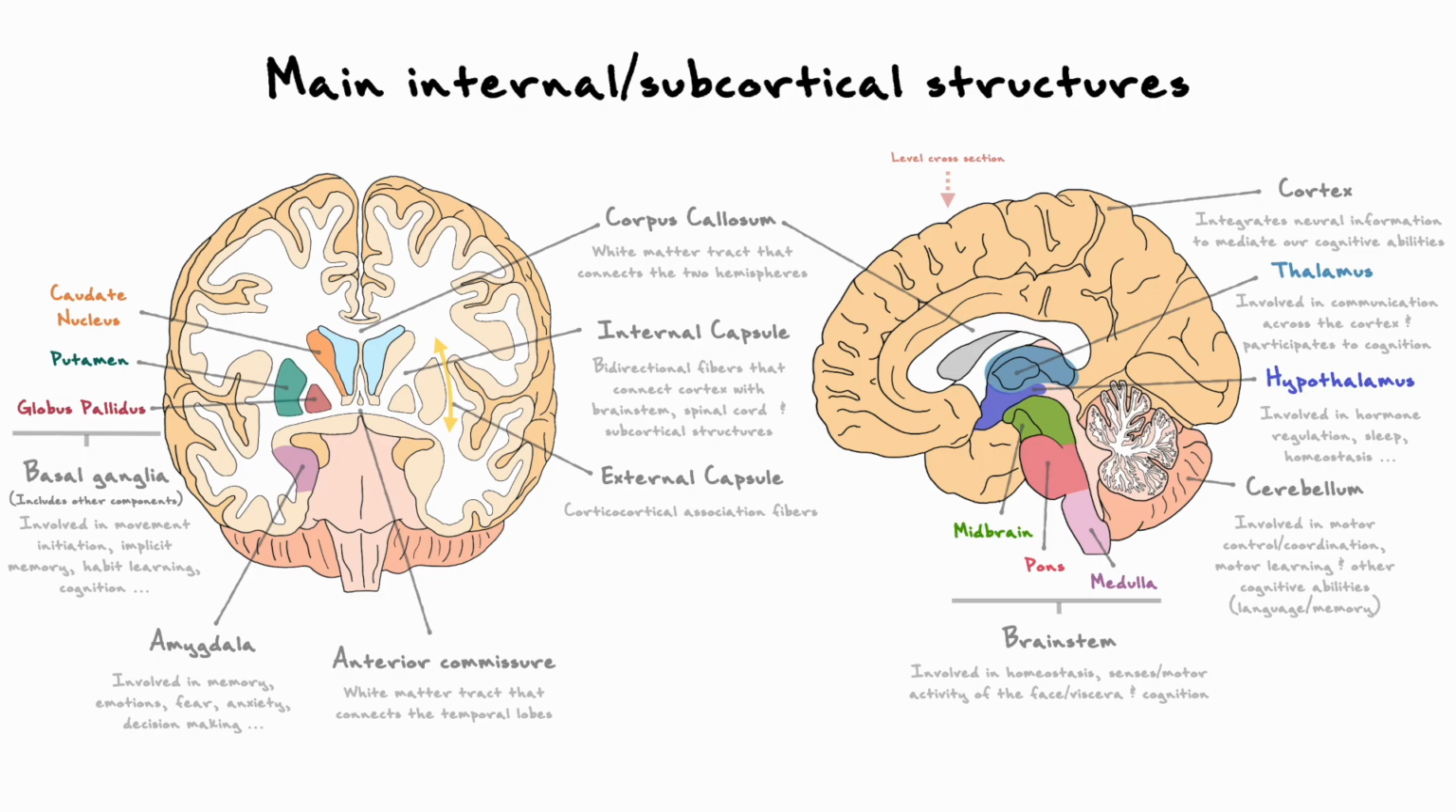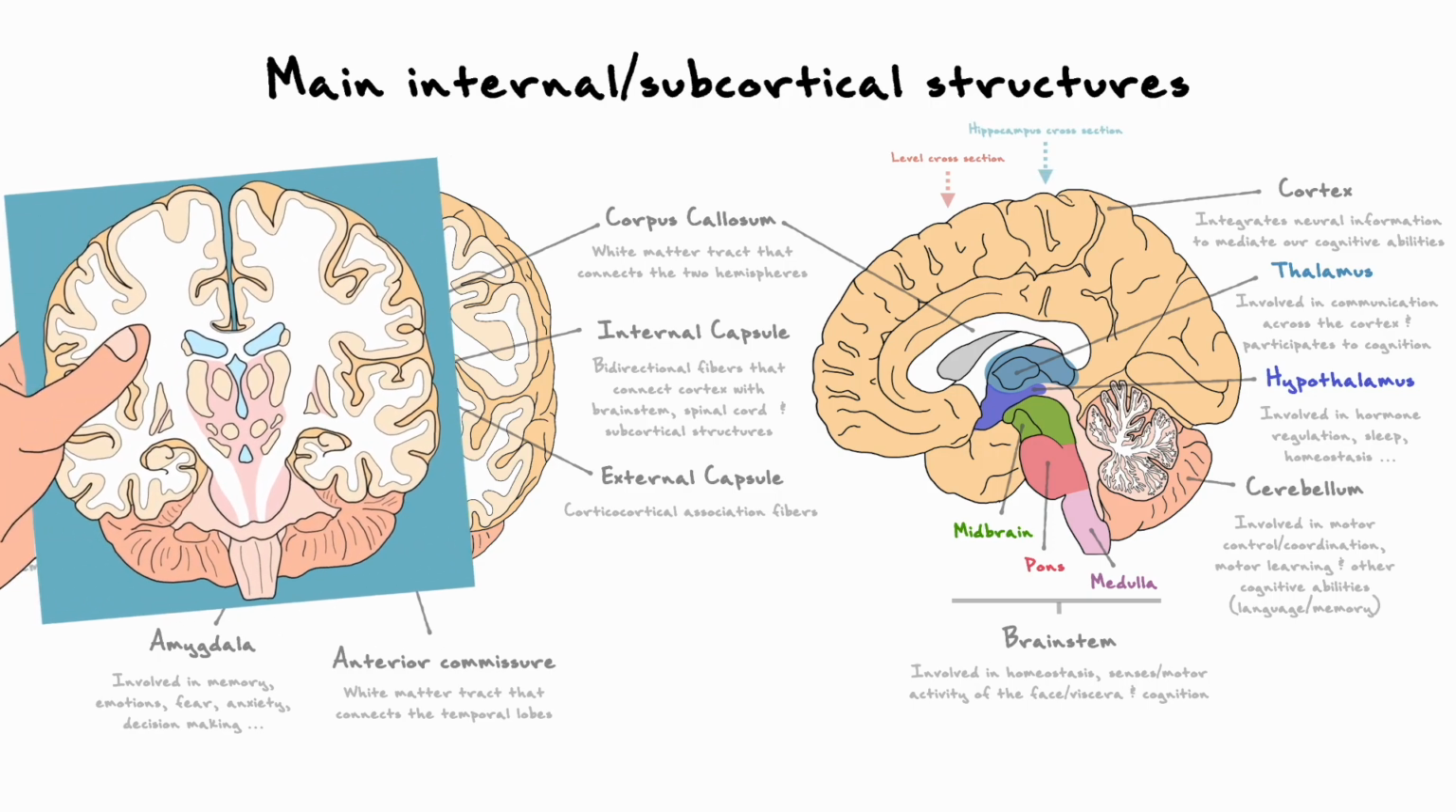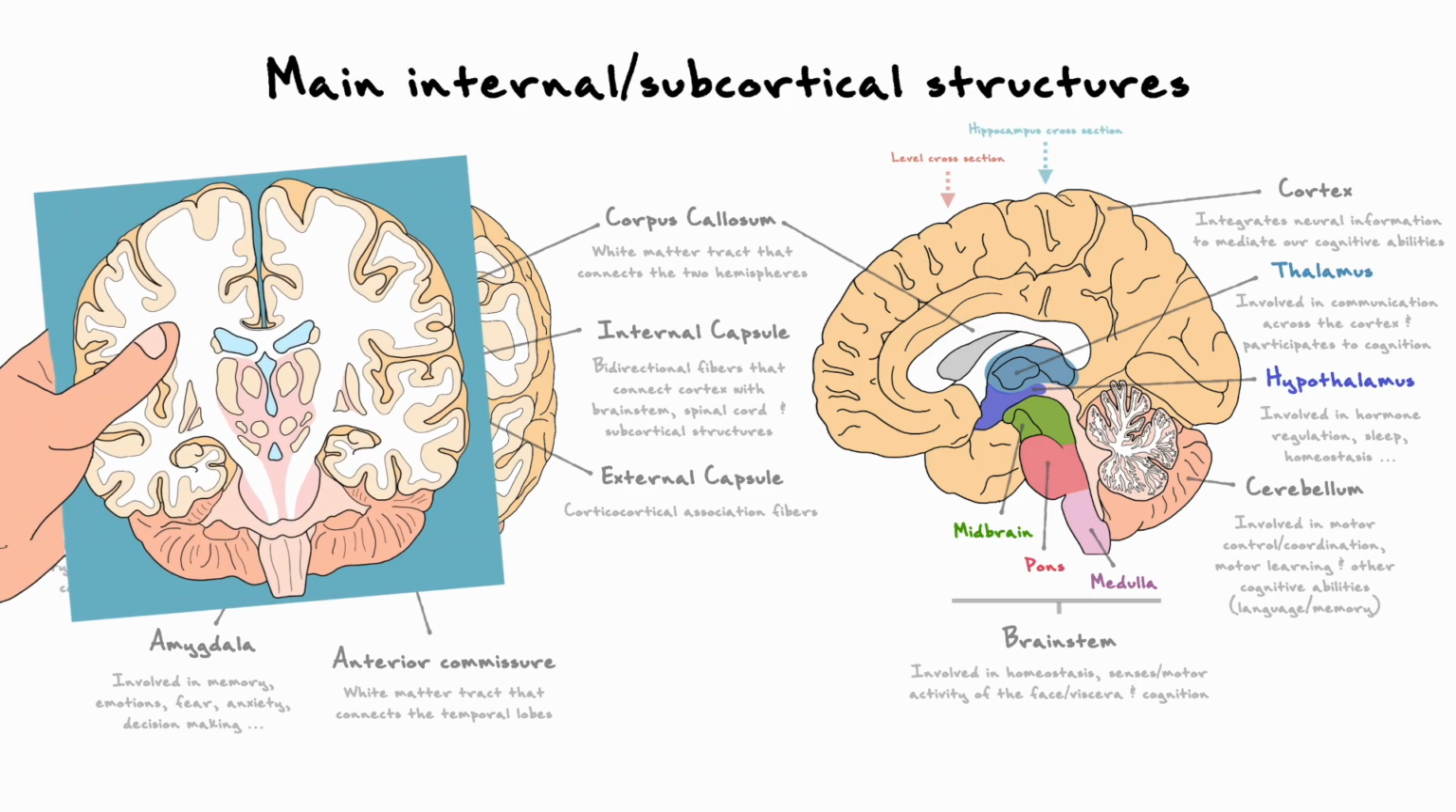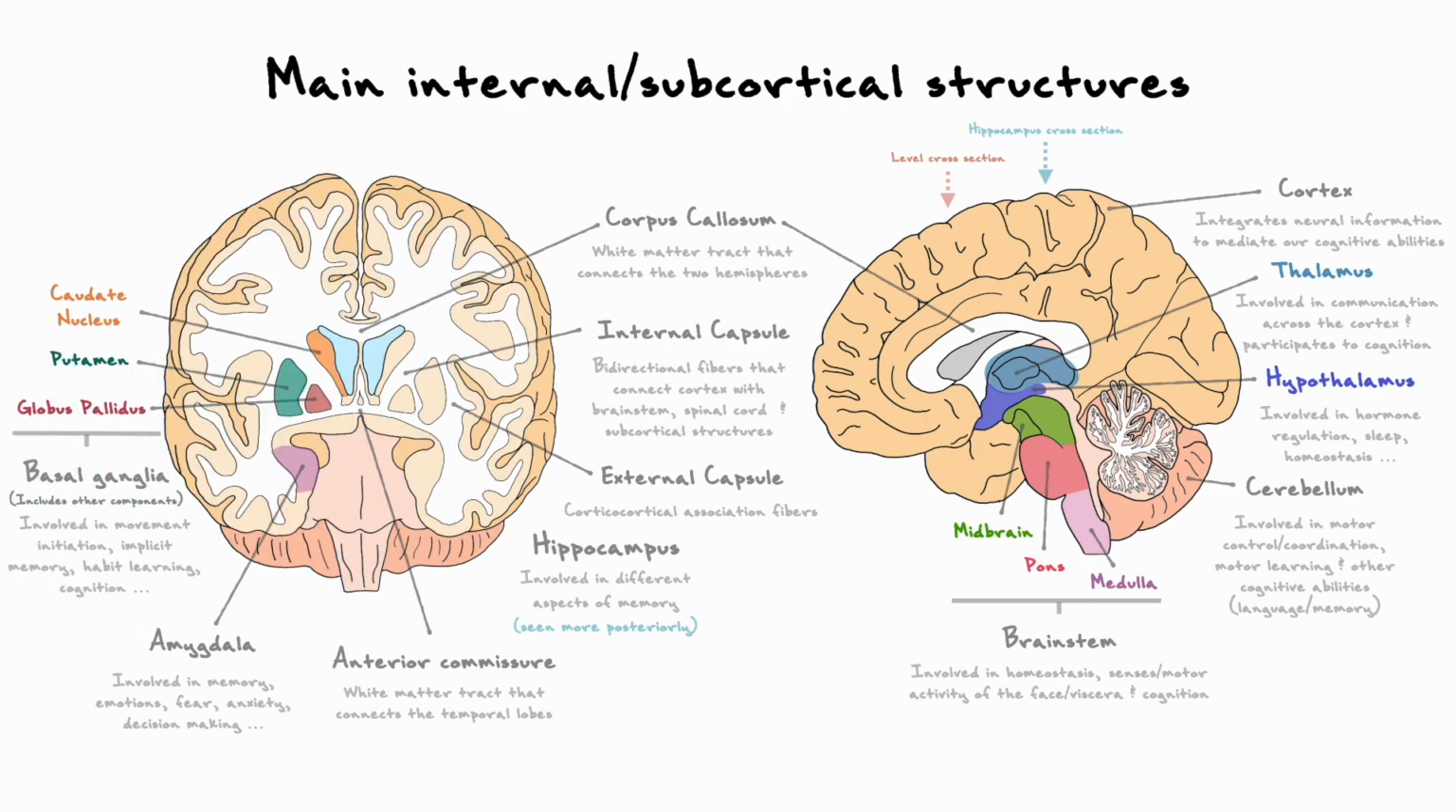The final subcortical structure that I want to point out is the hippocampus, but to see it, we need to consider a more posterior cross-section at the level of the thalamus. The hippocampus will be located in this medial region, and in terms of its function, it is mostly known for its involvement in diverse aspects of memory. The output of the hippocampus is then carried out by a white matter tract called the fornix, which is located ventral to the corpus callosum. This last bit of information should be enough for us to understand the main functions of the different subcortical structures.